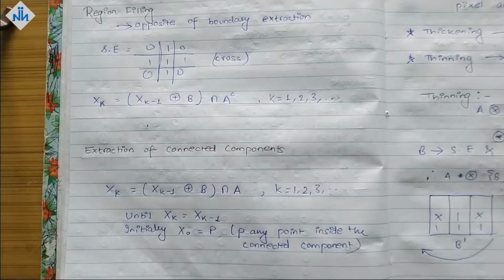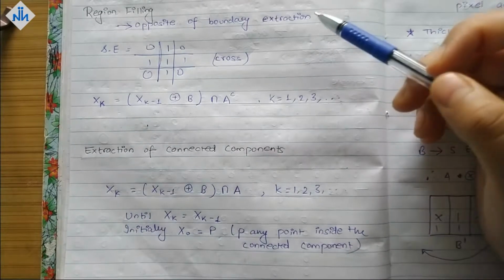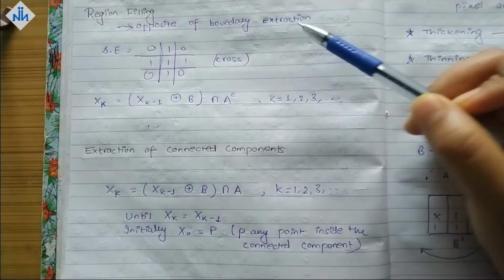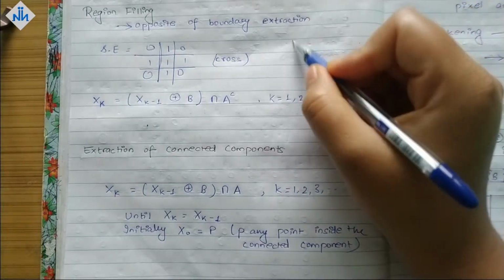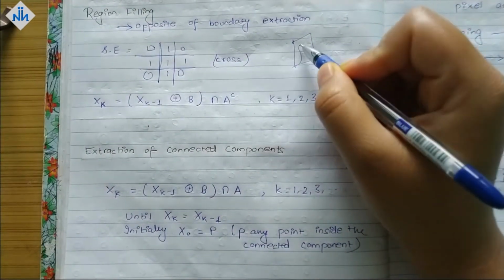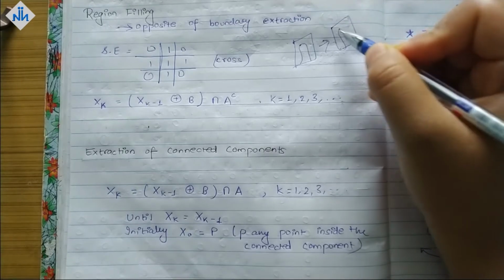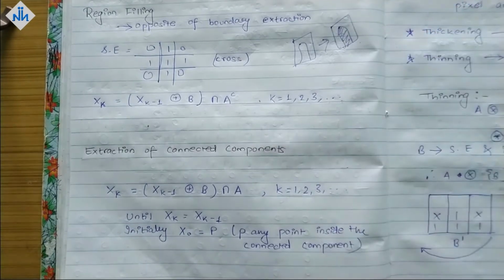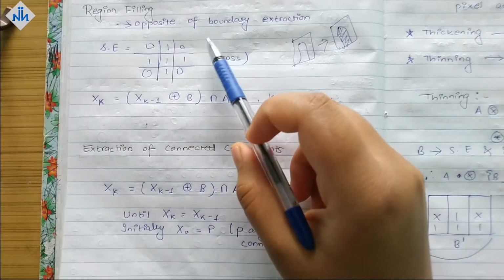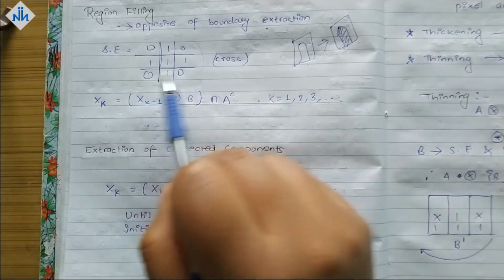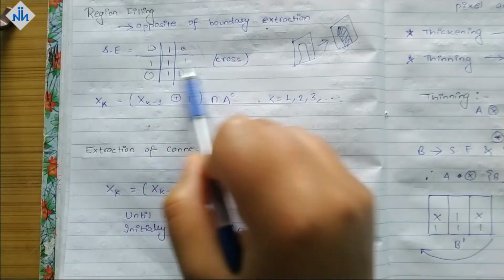We were talking about the applications of morphological operations, and in this video we will talk about other ones, and one of them is region filling. Region filling basically means if you have an image with some boundary like this, you want to fill it and make it something like this. So it is exactly opposite of boundary extraction, and this is the type of structuring element that we use, something like a cross.